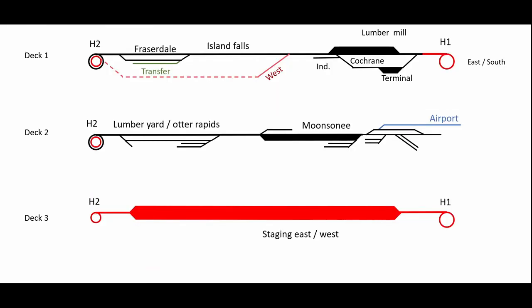So one debate you can have is why do you have this staging all the way on deck three? Why don't you make it above deck one, let's call it deck zero, as opposed to having your trains go all the way through deck two just to get to deck three? Well, this is just a matter of preference.